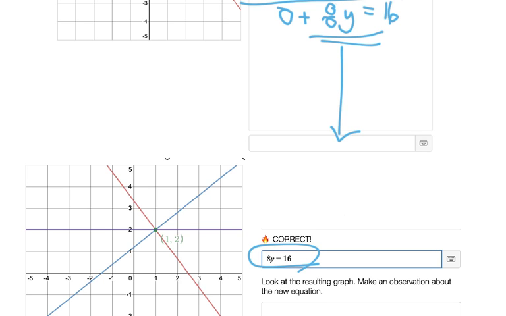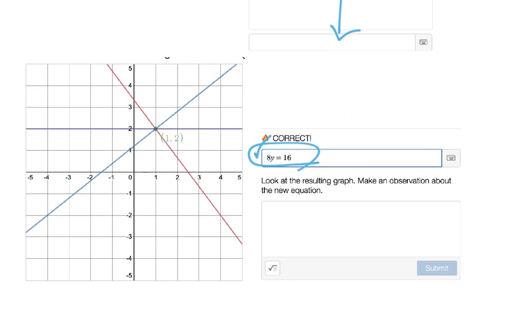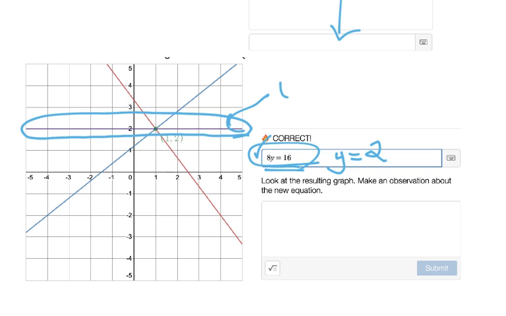Notice when I did this, look what happened. If I were to solve, take a look what popped up right there. A horizontal, I almost said vertical, a horizontal line. So if I were to actually solve this, what is y equal to? Y is equal to 2. And this is the equation. Remember we did this. Y is equal to 2.